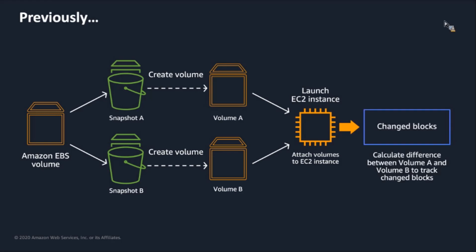So before EBS Direct API, if you had to compare the blocks between two snapshots, let's say snapshot A and snapshot B, and if you had to read the change blocks, what you would do is you would create two volumes, volume A from snapshot A, volume B from snapshot B, and you would attach those volumes to an EC2 instance, and then you would read each volume block by block, compare the data block by block to determine which blocks have changed, and then you would read the change blocks from the volume.